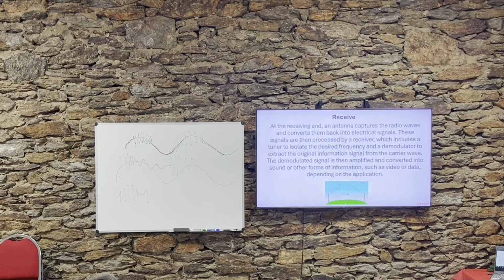So on the receiver side, you're capturing that electromagnetic signal, converting it back into an electrical signal, and then you have to demodulate it. You have to separate the carrier signal from the information. Then you take the information, amplify it, and put it to a speaker. Simple.